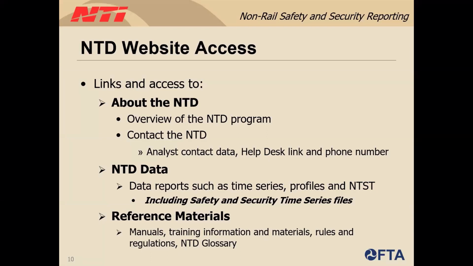So the NTD data section provides access to published data products, including the Safety and Security Time Series file, which is an excellent source for reviewing your own agency's data and statistics, in addition to being able to compare your data with other agencies, perhaps of a similar size, for peer review. It gives you a quick snapshot of everything you've reported. You'll also find other current annual data products and profiles, monthly ridership statistics, and the National Transit Summaries and Trends document and so forth.